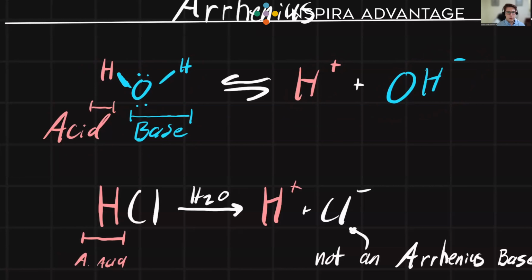Well, what is water then? Is it an Arrhenius acid or Arrhenius base? It's actually both, because it can produce a H+ or it can produce an OH-. And since it's doing both of these things, water is actually both an Arrhenius acid and an Arrhenius base.